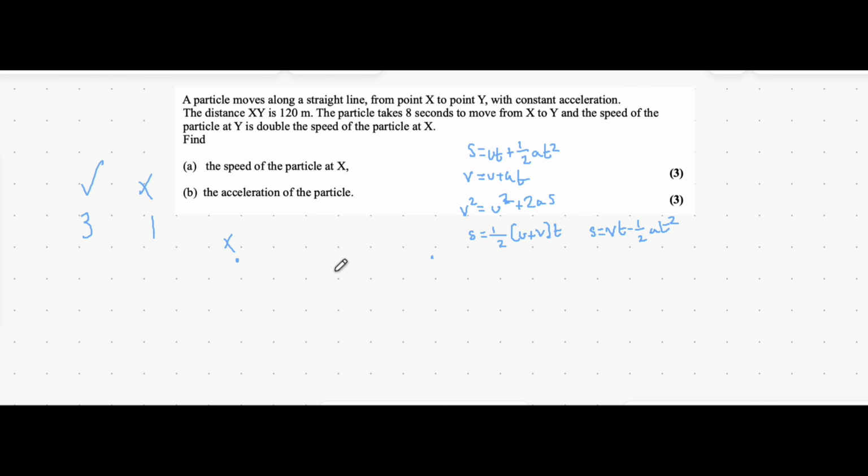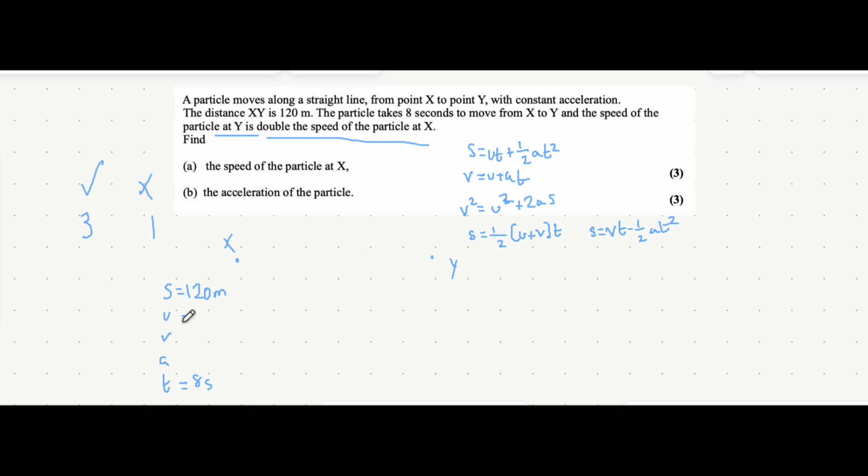So from point x to y, there's constant acceleration, the distance is 120. So let's fill in our Suvat values. Straight away we know s, the displacement, is 120 meters from x to y. It takes 8 seconds to move from x to y, so the time taken is 8 seconds. The speed of the particle at y is double the speed of the particle at x. That's what's unique about this question.